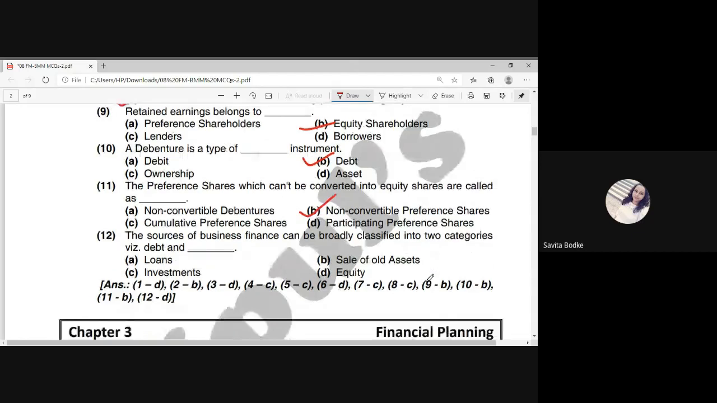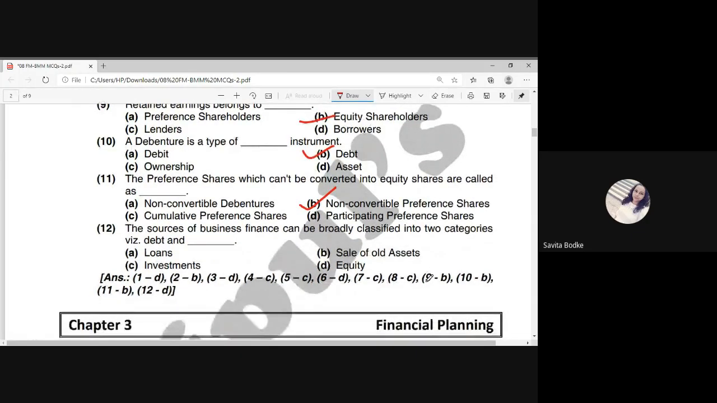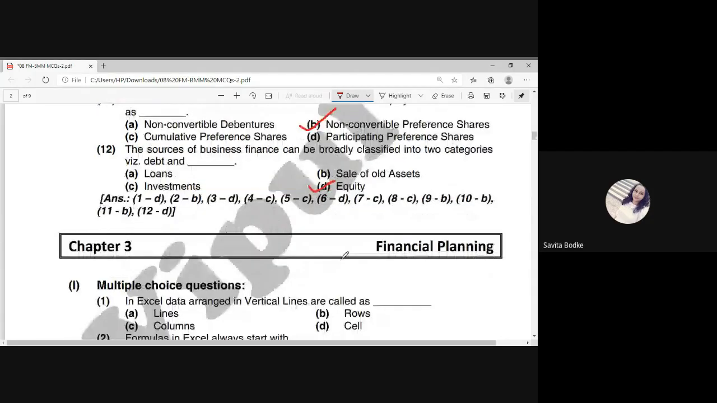Now the next one is, the sources of business finance can be broadly classified into two categories, which are debt and equity. Because in case of this subject, you are already aware that we have discussed so many times about debt and equity. Now the third chapter is financial planning.